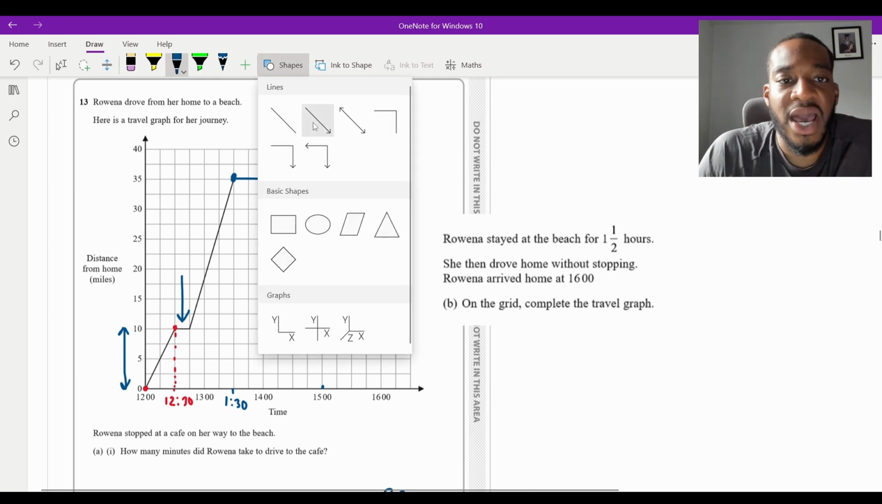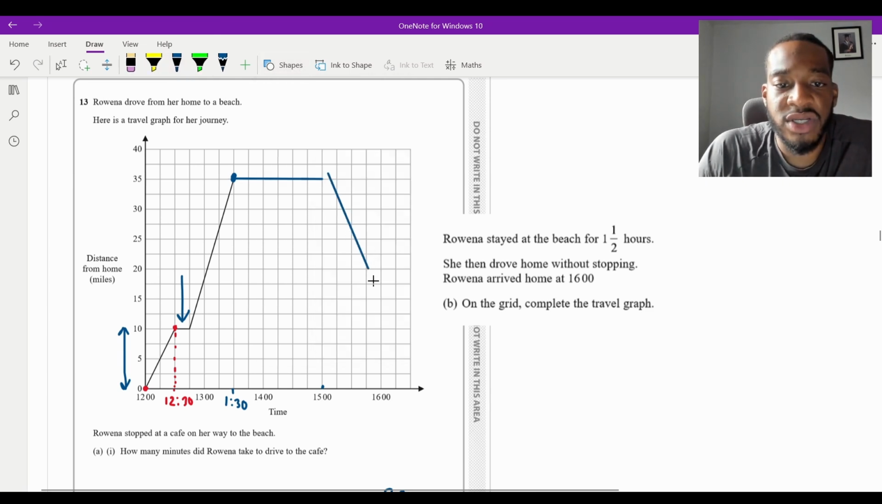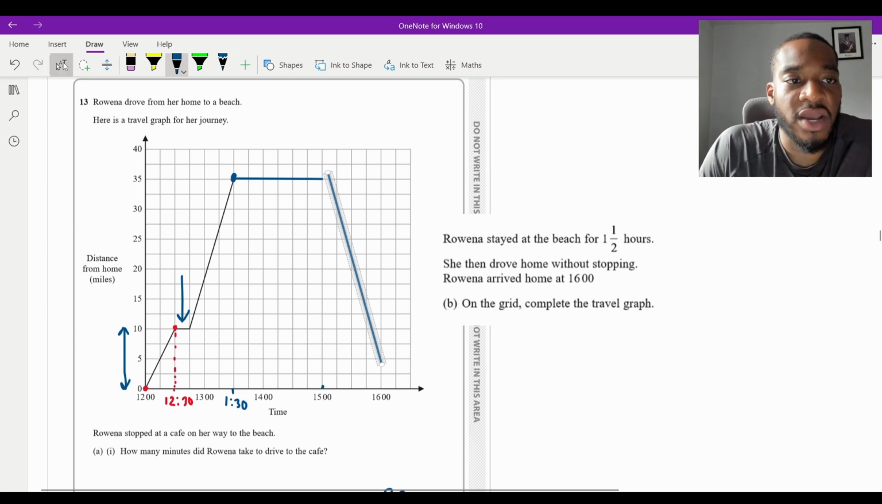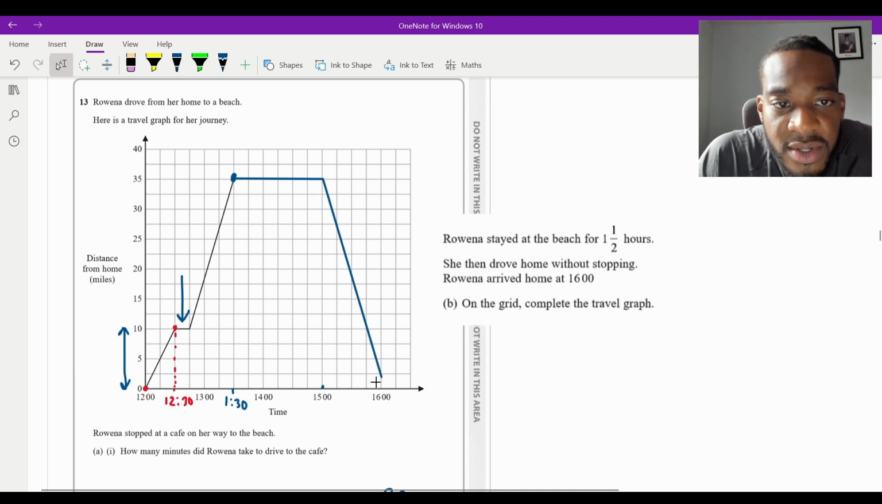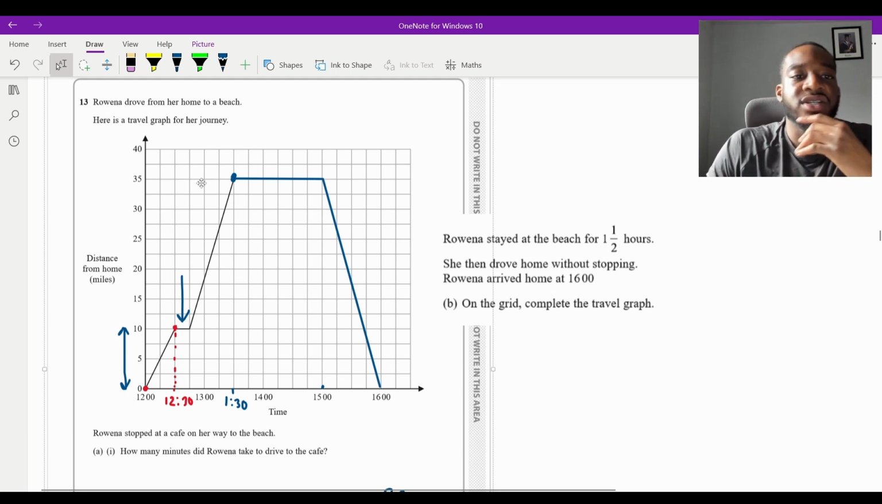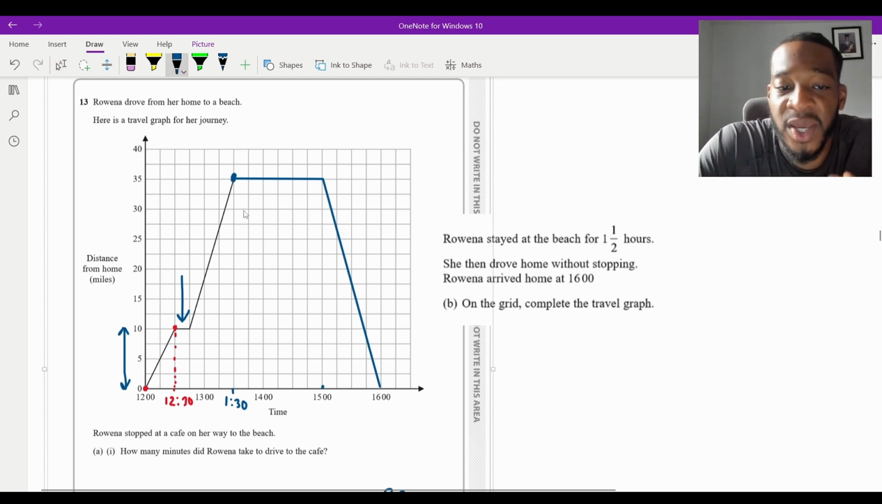So what we need to do is draw a line going down. And because it's not stopping, it's going to be a constant gradient. And it's going to go to 4 o'clock. So I'll just do it like this here. So it must look something like this. And that will give us the marks for part B.